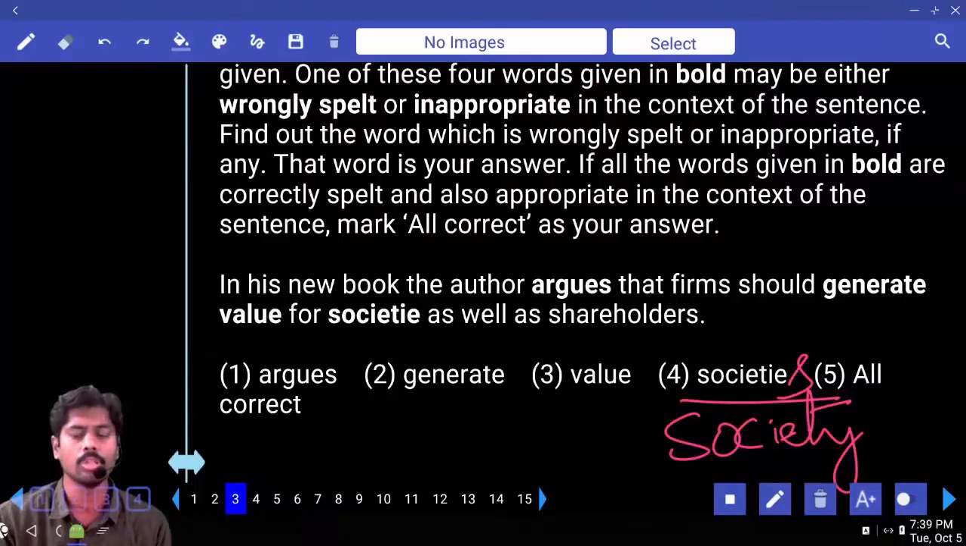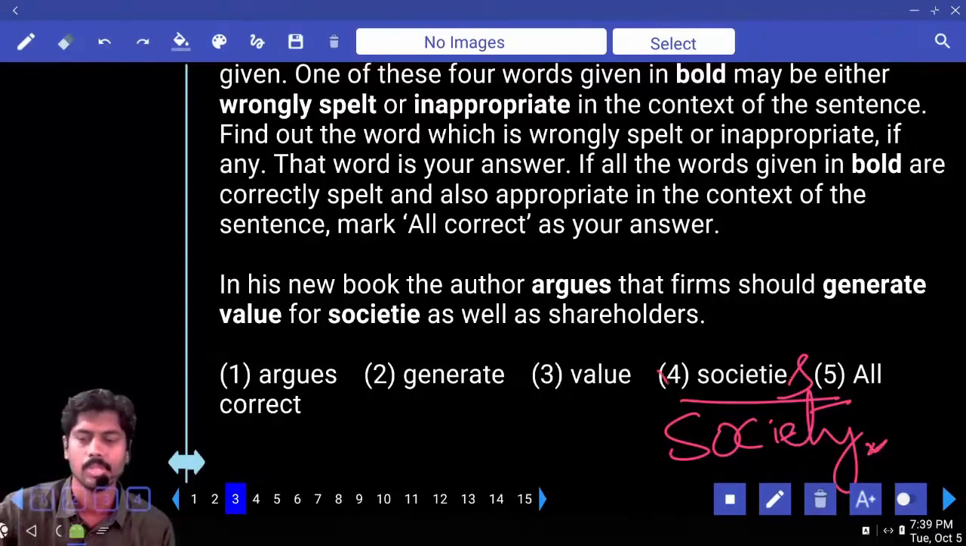In his new book, the author argues that firms should generate value for societies as well as shareholders, or single society. Societies as well as shareholders. Fourth option.